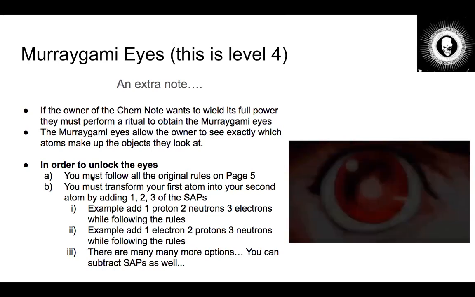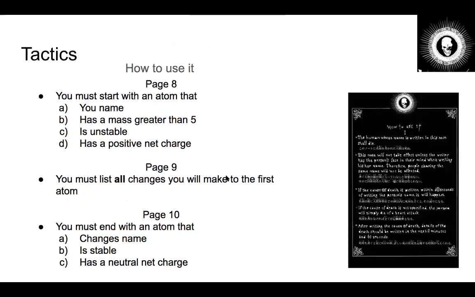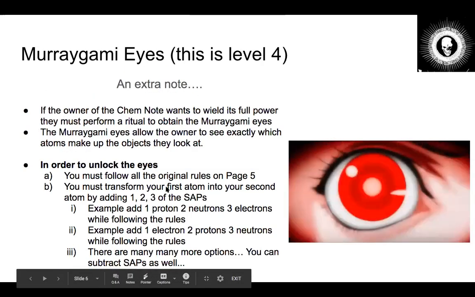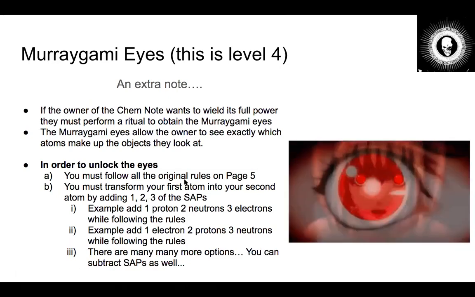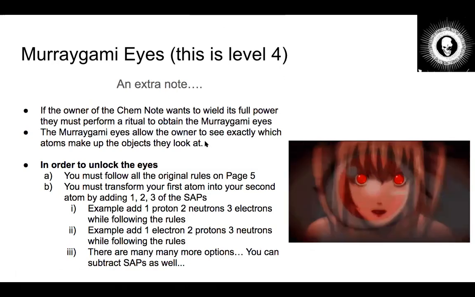You must do every one of the rules that's on page 5, which is this page. All of these rules must be followed. In addition to that, you must follow an extra set of rules here. This is why this is the level 4. You've got an extra set of rules.